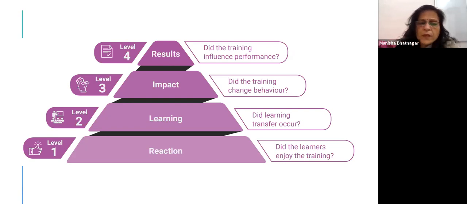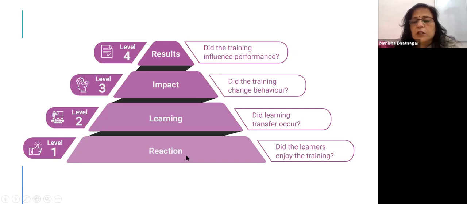Then, say after six months of the training or one year, what was the change in the performance? Has the performance increased or not? That is level three. Did the training change the behavior of the person? Here, behavior includes knowledge, skill, and attitude. Whatever a participant learns during the training has to be practiced at the job. And the real result is after some gap.